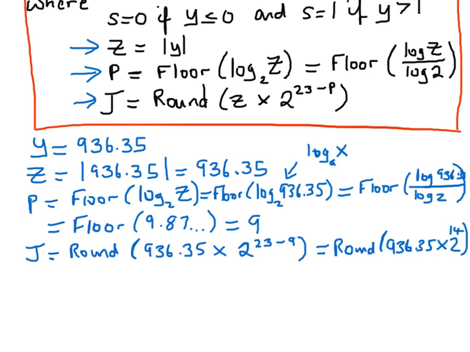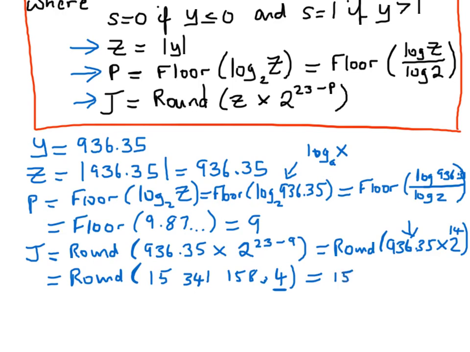Now, you take out your calculator and you work that out, and what you'll discover is the answer turns out to be that it's the round of this number here, a very big number, 15341158.4. Now I'm rounding it to the nearest integer. To do that, I go to the number to the right of the decimal point. If it's a 5 or greater, I add 1. If it's less than 5, I leave it alone. So you can see here it's less than 5. So the round of this number is 15341158.